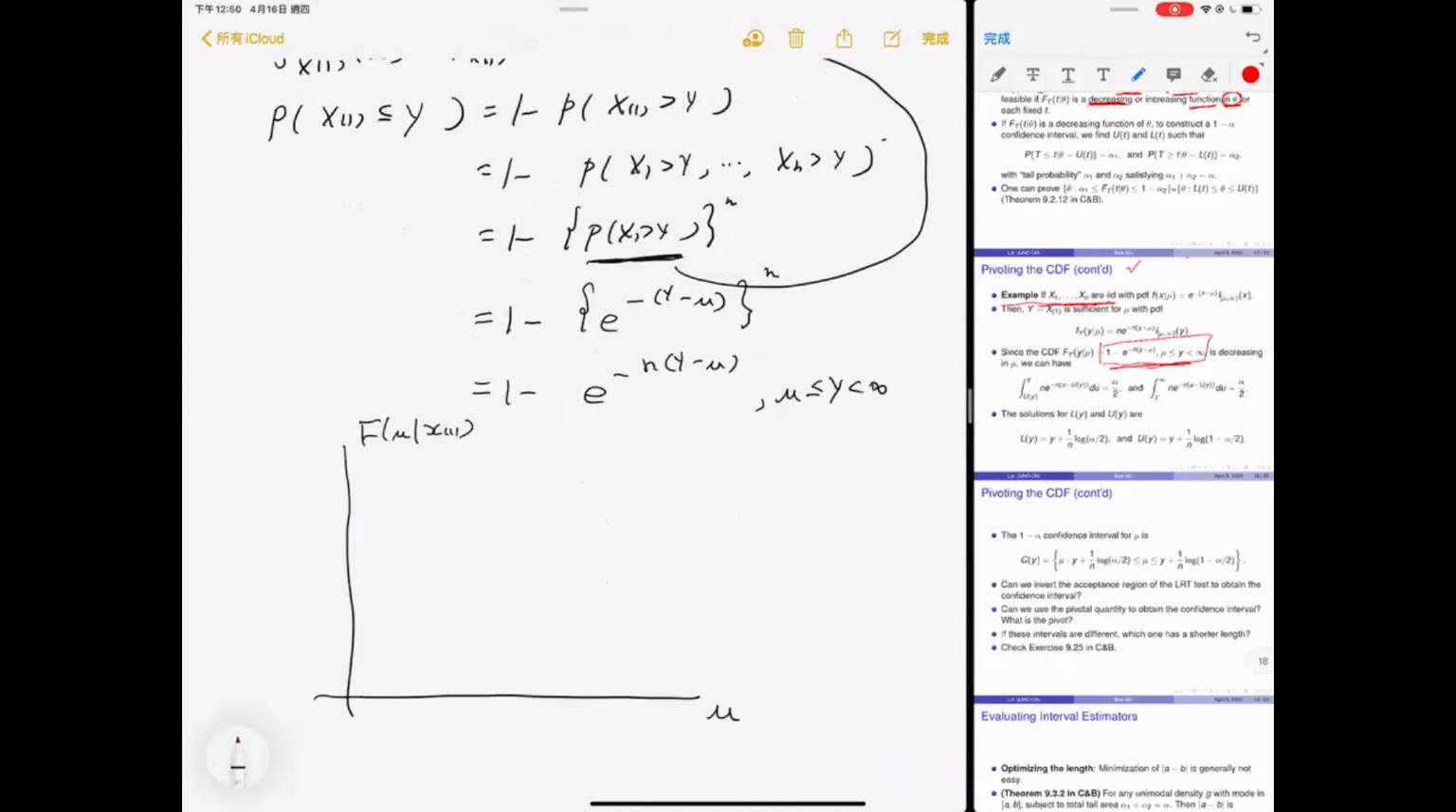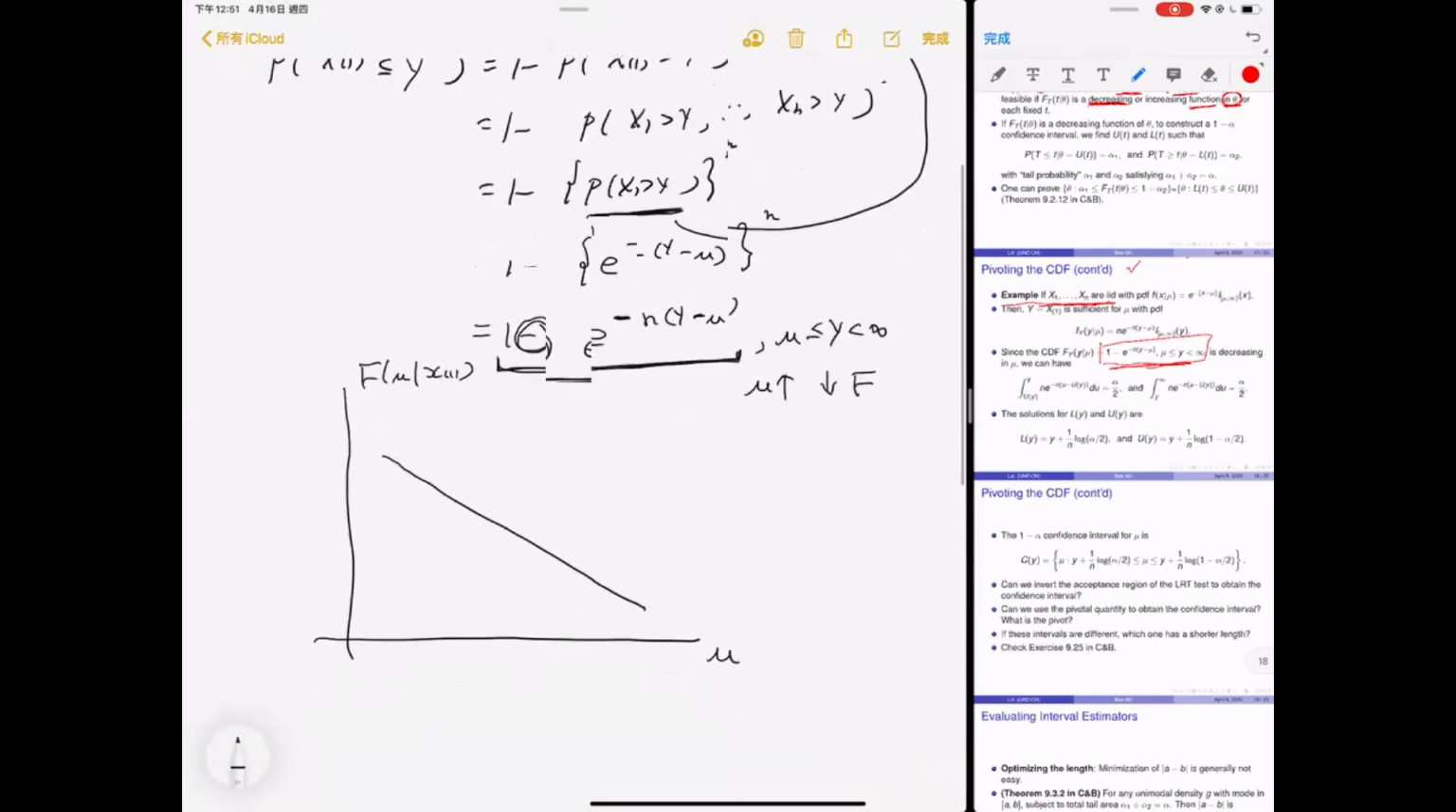And you look at this function. This function is definitely an increasing function of y. And you look at the function of mu, how does that tell you? You do have a minus term right here, and the minus term becomes positive, and then you have another minus term right here. That means when mu gets bigger, you actually have a smaller CDF. So this tells you that this is a decreasing function of mu. Of course, again, it's not a straight line. I'm just trying to say it's a monotone decreasing function, of course an exponential curve right here.